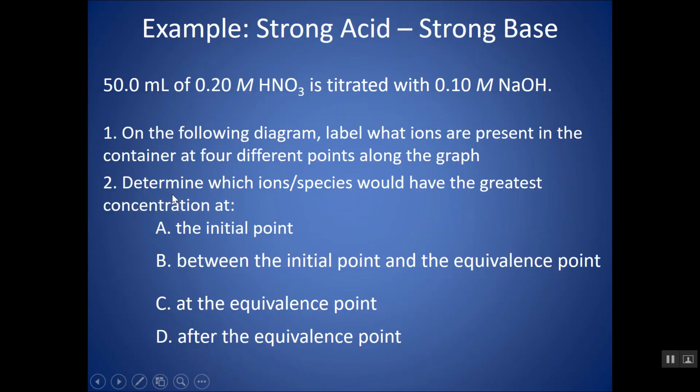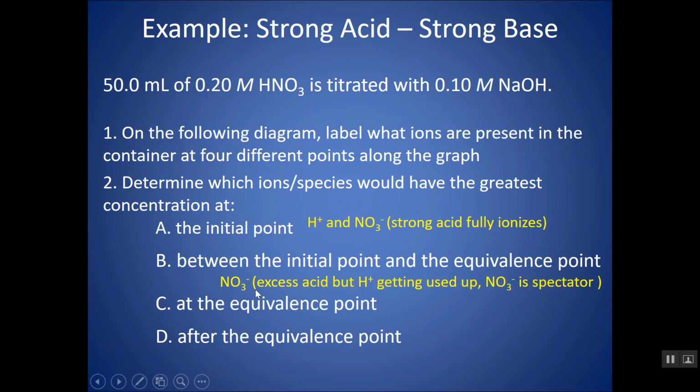To answer the question here, determine which ions would have the greatest concentration at A, the initial point. Well, that's your strong acid, which would be there and fully ionized, so it would be H plus and NO3 minus. Between the initial and the equivalence point, the NO3 minus would be the one that has the greatest concentration, because though I had H plus and NO3 minus to start with, as I add base, the base is going to react with the H plus and use some of it up.